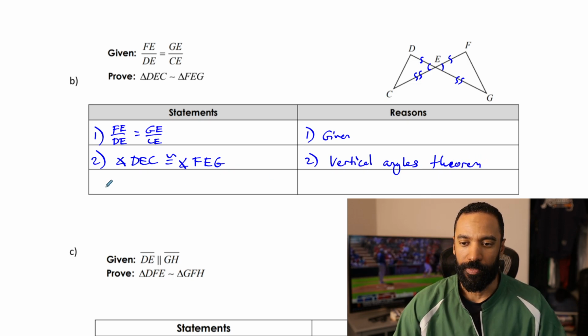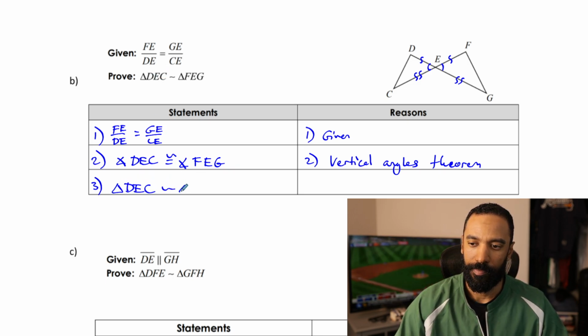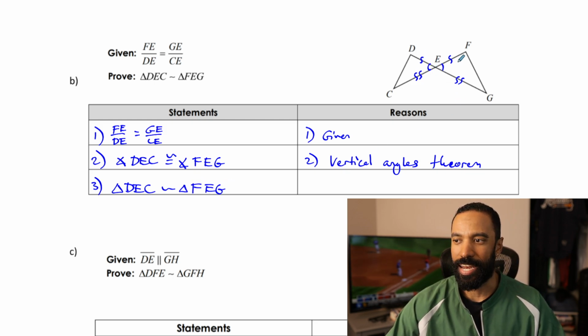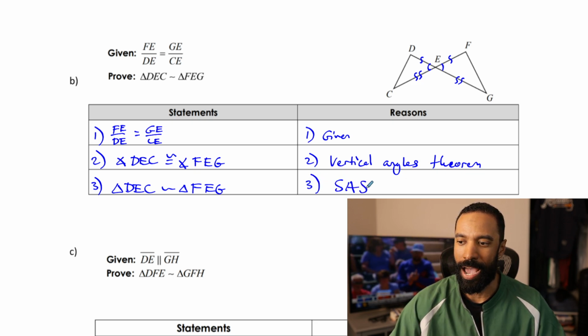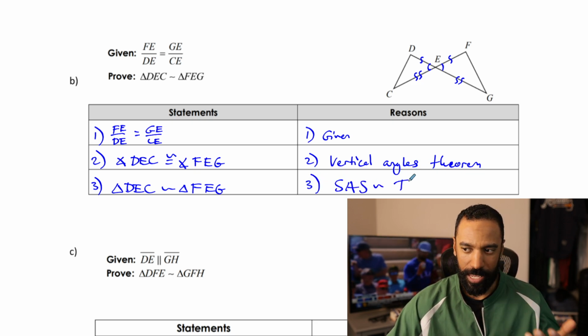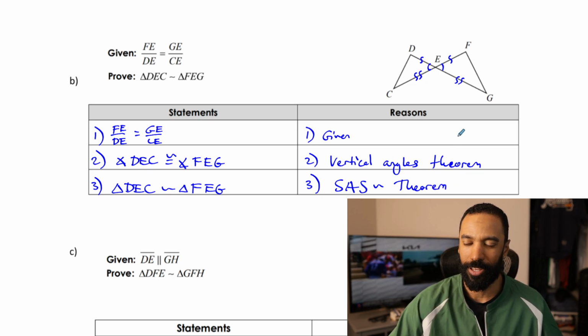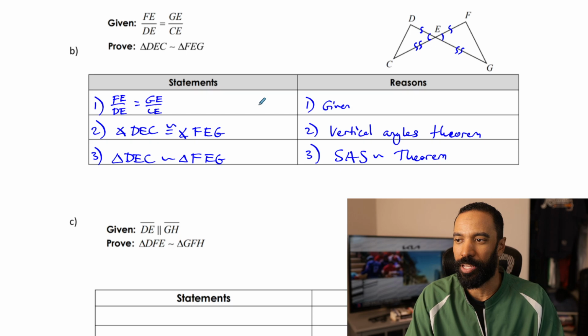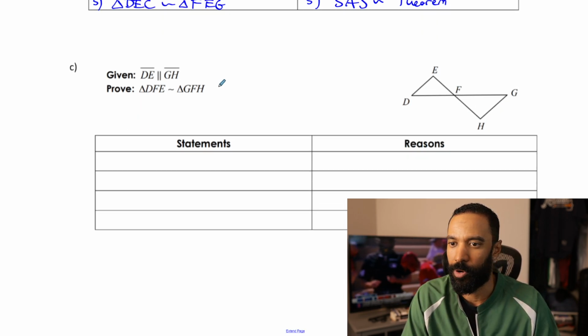And the last one's the proving statement. So these two triangles, and it looks like they get the same letters: DEC is similar to triangle FEG. Why? That's a side angle side case right there. So hopefully you understand why I gave those things as well. It kind of helps show that. Now I really think I should capitalize this. Side angle side similarity theorem is the reason why.